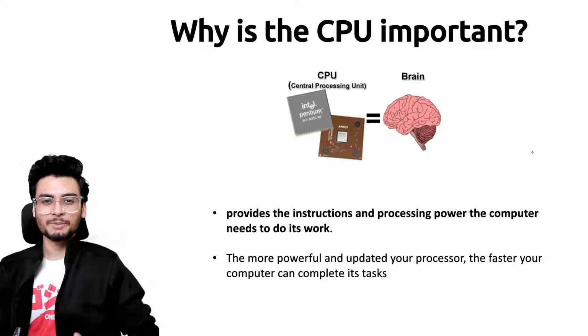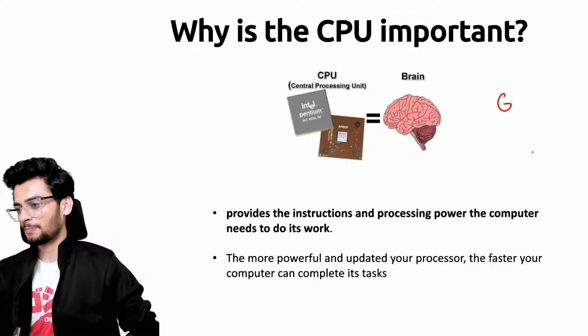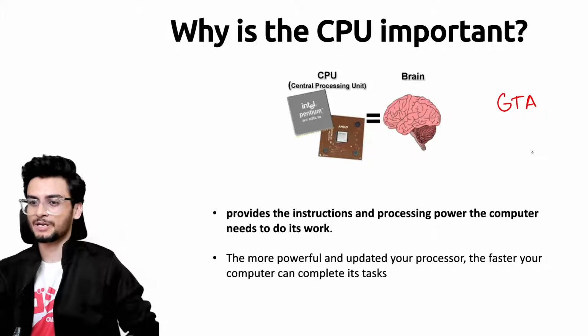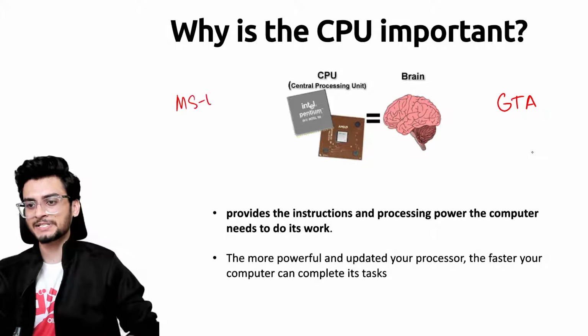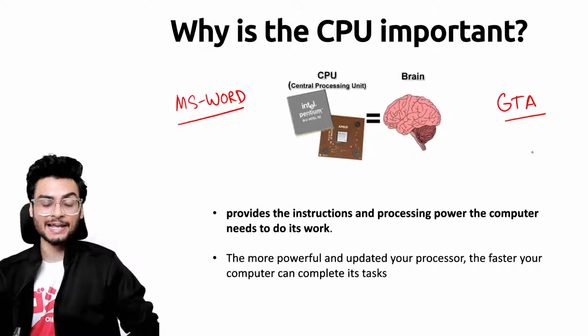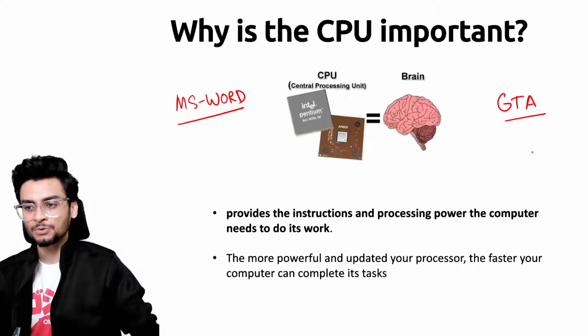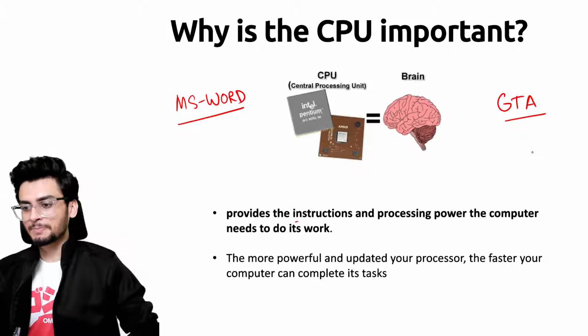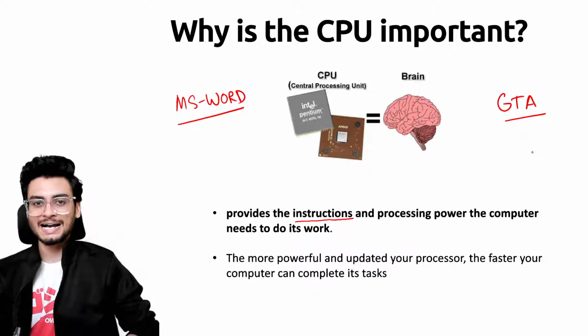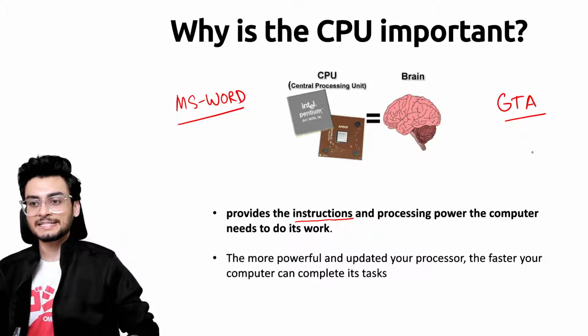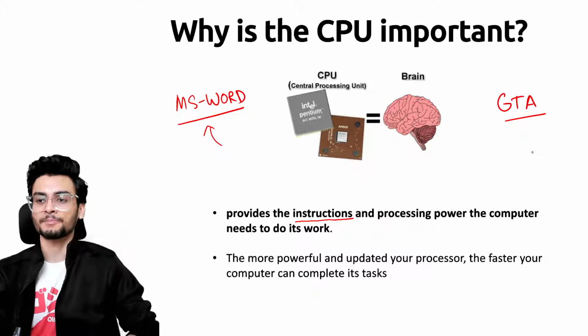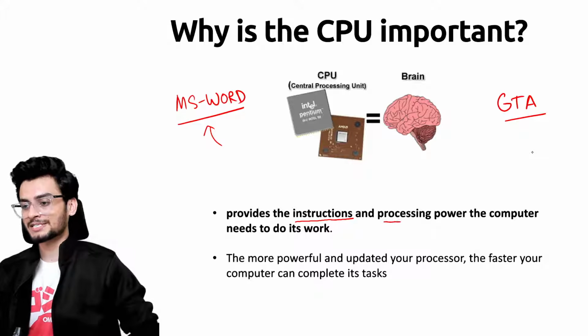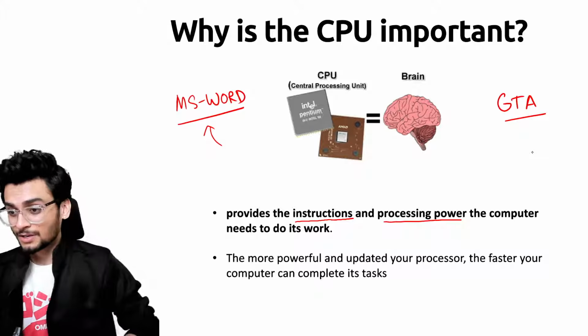So computer को कभी भी आप let's say if you are playing a game like GTA, or maybe if you are working on MS Word. So these are applications which cannot work without a CPU. क्योंकि CPU के पास वो instructions होते हैं. CPU has the algorithms inside which tells these applications how to perform. Without a CPU, without the processing power, they cannot work.